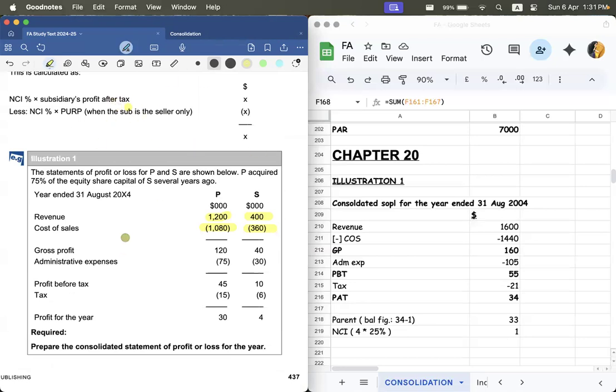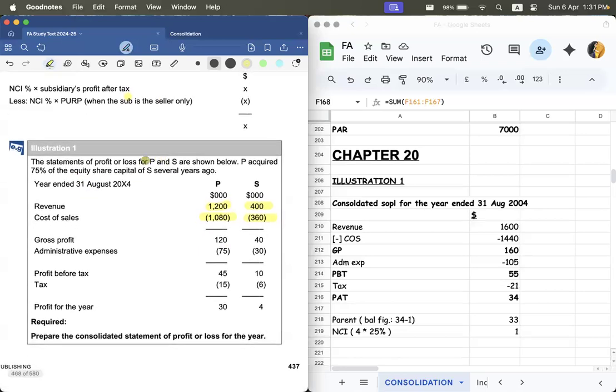Illustration one, you need to consolidate this. So P and S are the parent and subsidiary. P acquired 75% of S, and it happened several years ago. That means there is no mid-year acquisition. Understood? The year end is 31st August 2004. You have been given the SOPL of P and S.